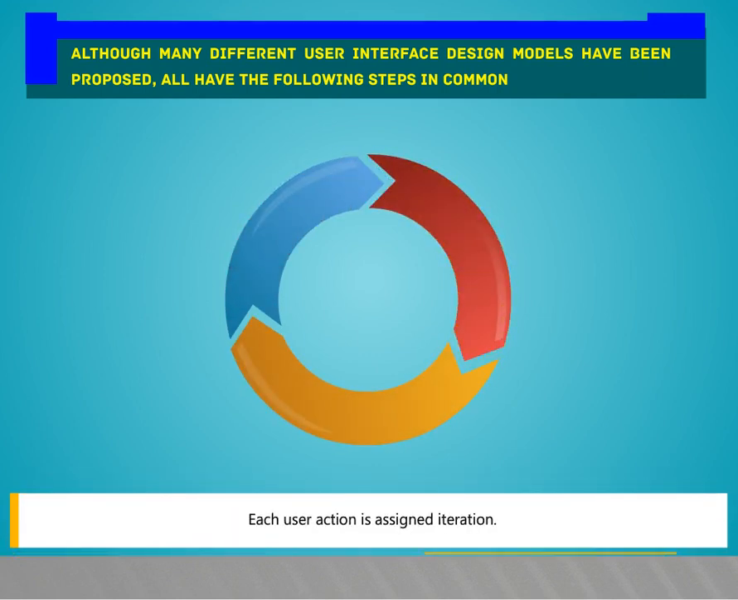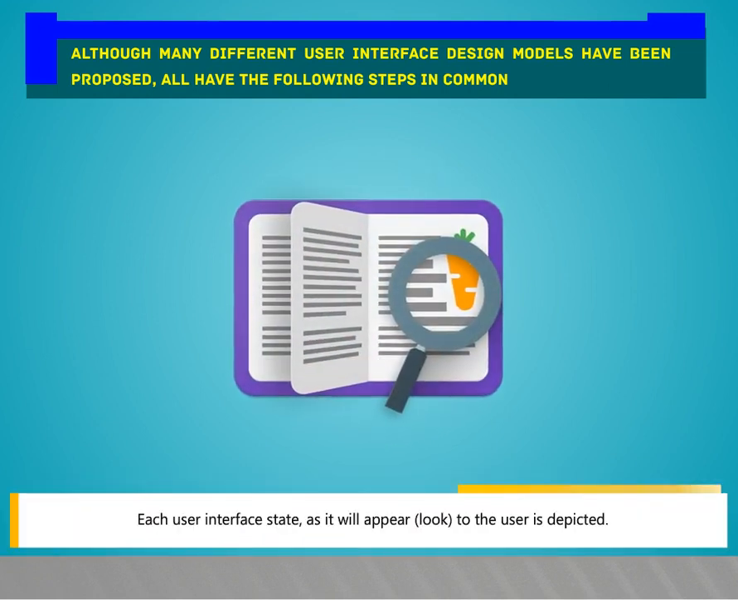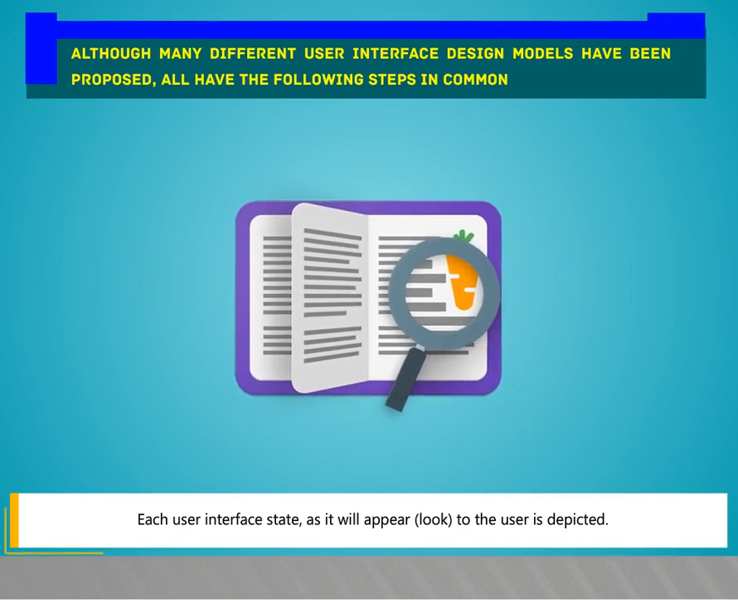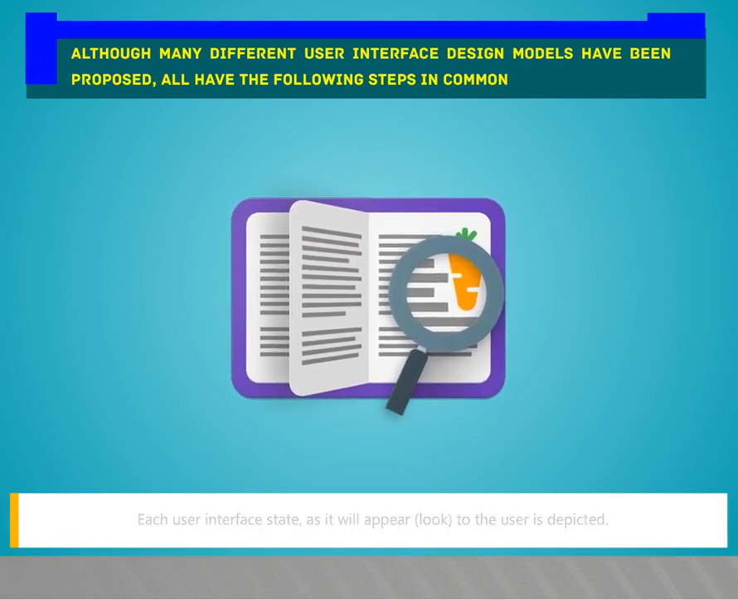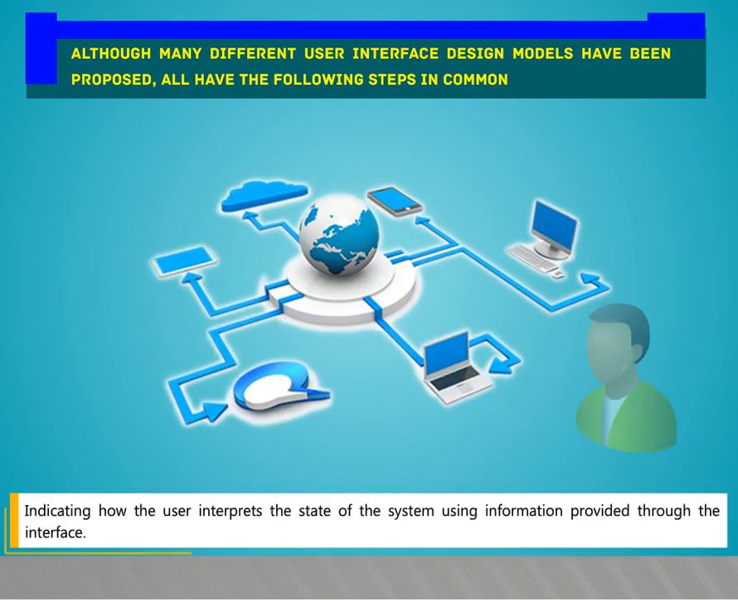Each user action is assigned an interaction. Each user interface state, as it will appear or look to the user, is depicted. Indicating how the user interprets a state of the system using information provided through the interface.